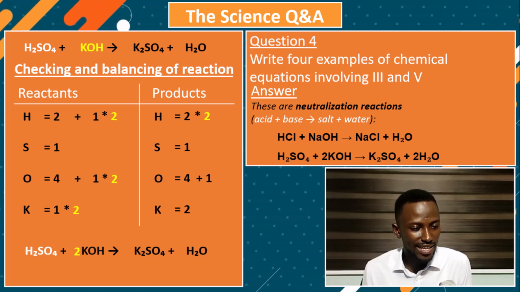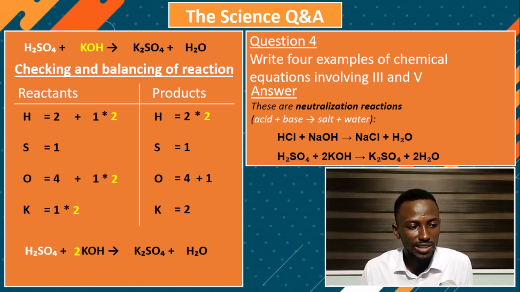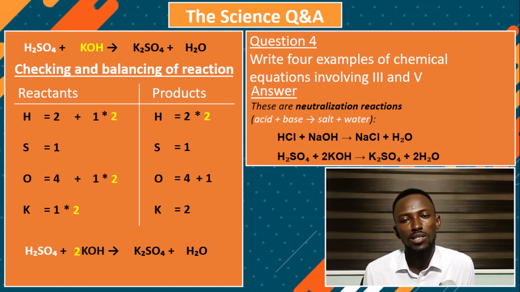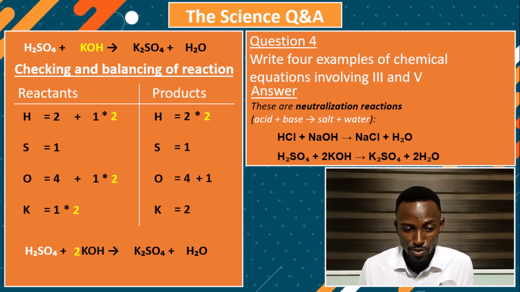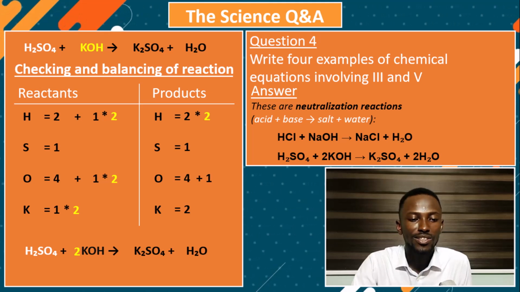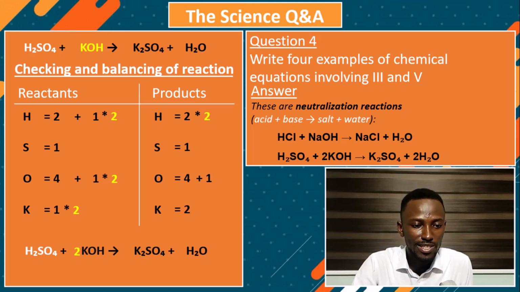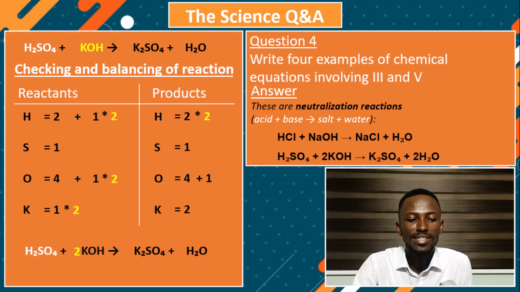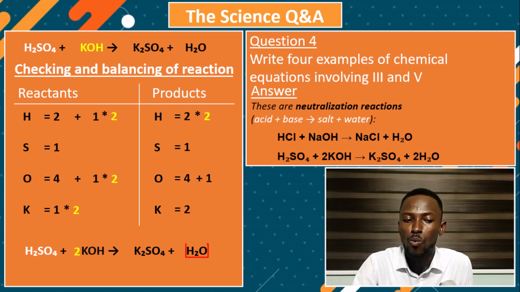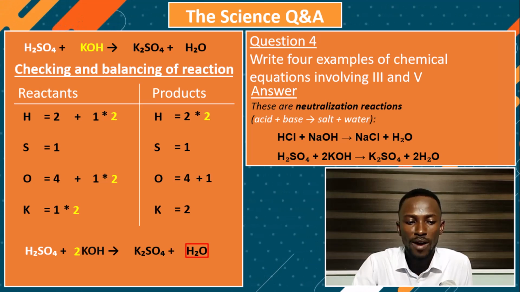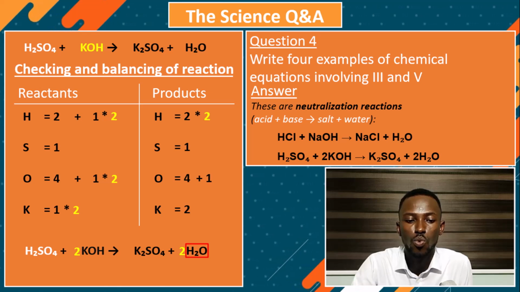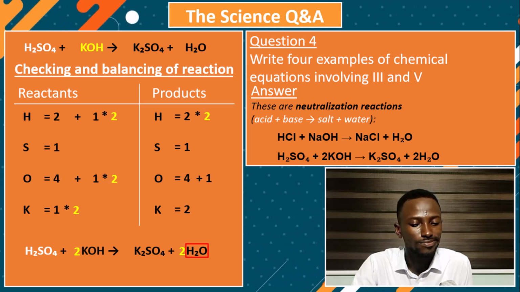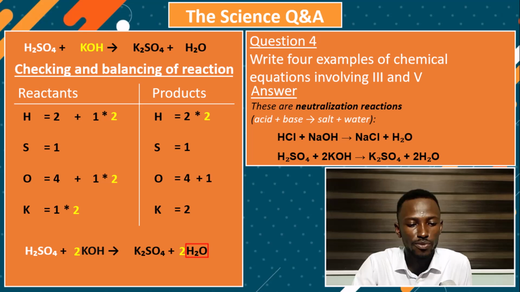So now let's check again. We have 4 hydrogens at the reactant and 4 at the product. So the hydrogen is balanced. But after multiplying by 2, do we just stop over there? This 2 is multiplying the hydrogen in the water. So you have to use this 2 and write it in front of the H2O, the water molecule. So write the 2 in front of it.